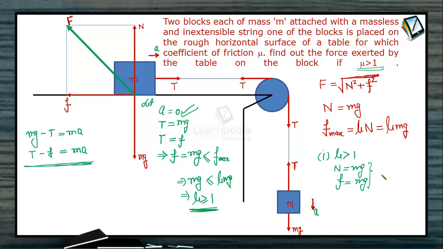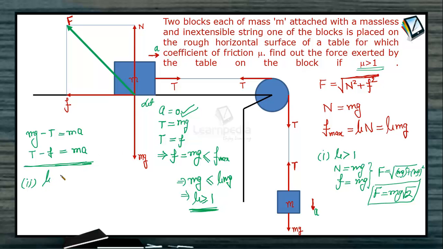So the net force exerted by the table on this block, since it is equal to the square root of N squared plus F squared, is the square root of mg squared plus mg squared. That means net force F is equal to mg root 2. So this is the force exerted by the table on the block when mu is greater than 1. And now you can also solve for the other situation, which is not included in this question.